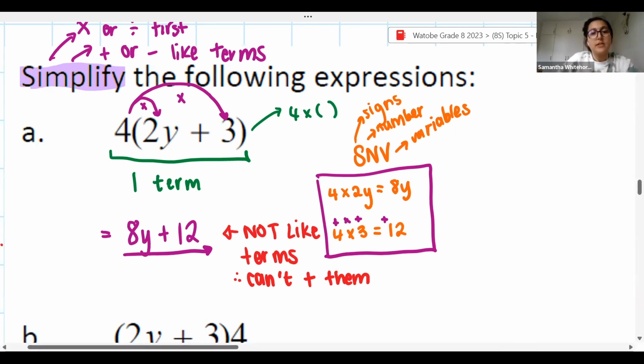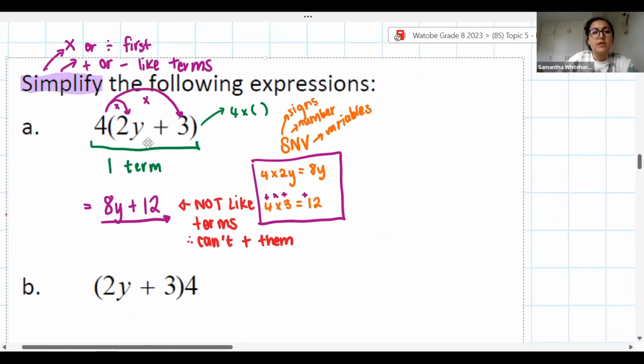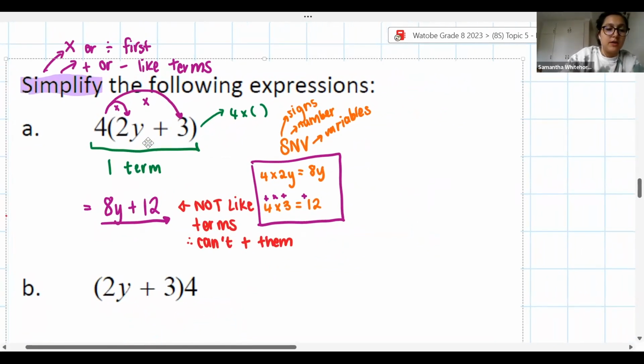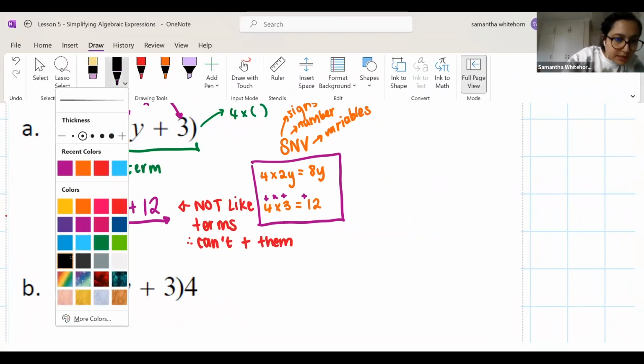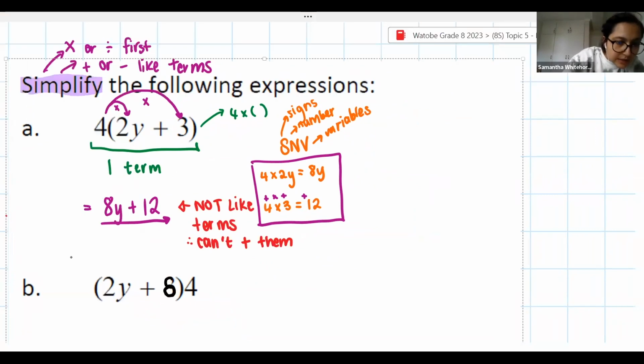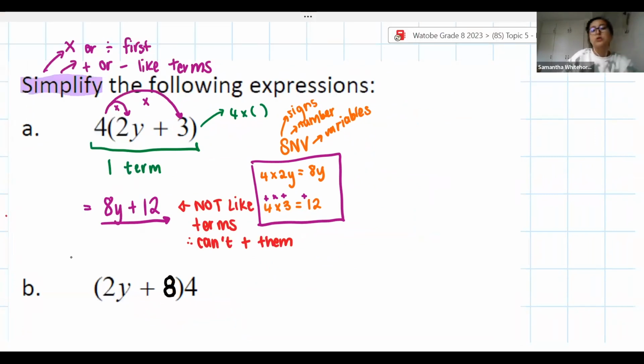Right, grade 8. So I'm going to leave that up there for a second. I don't want you to do this question B. I want to just change this. So let's just make this an 8. And I want you to try question B for me.